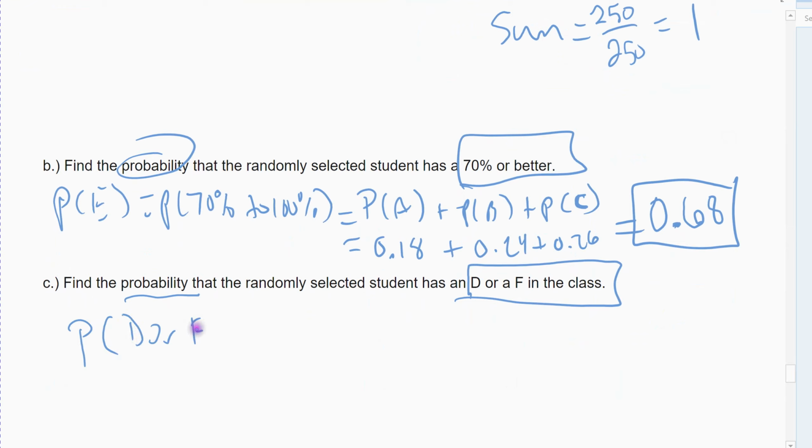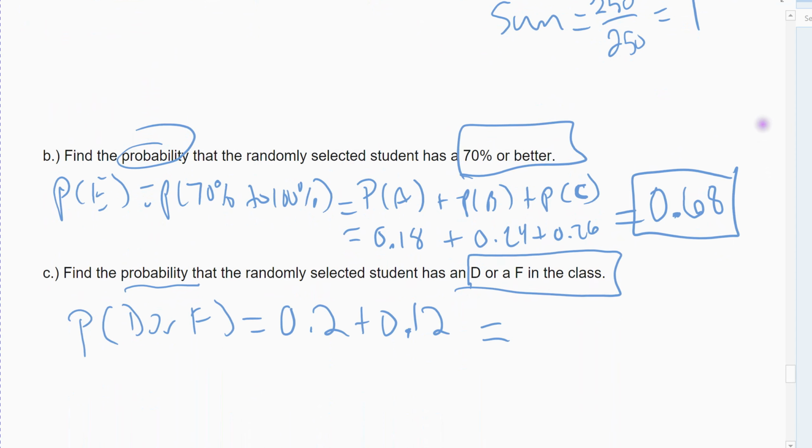Probability they get a D or F would be our 0.2 plus our 0.12, right? D 0.2, F 0.12, and so it comes out to, making sure I'm double checking myself, making sure I wrote the numbers down right, 0.32, right, which again was the complement to that, right? 68% of the students have an A, B, or C, 32% of the students have a D or F. So the probability of randomly selecting a student with a D or F, probability is the decimal, 0.32. If you think about it in terms of percent, it's a 32% chance.